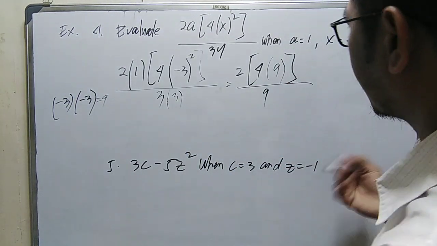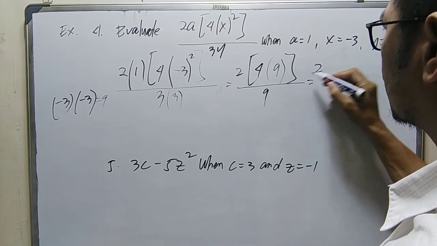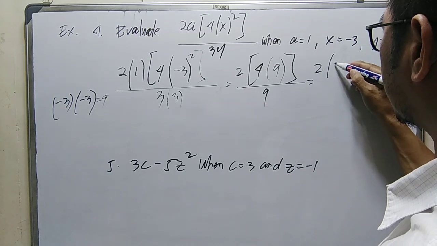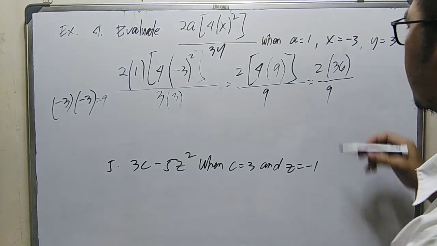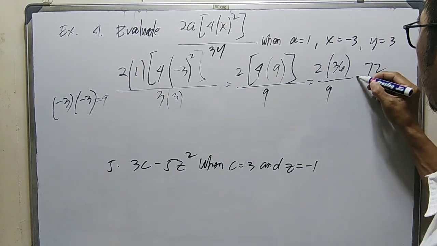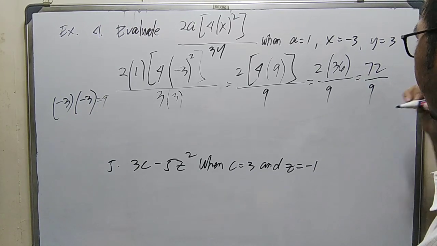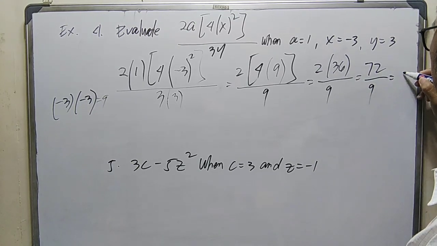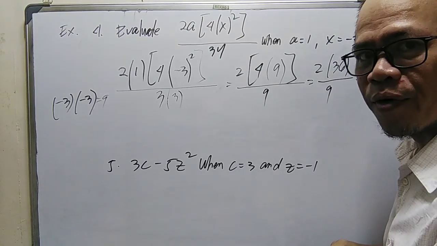Nasundan? Okay, next. Kupihan natin yan, si 2. Tapos, 4 times 9 is 36. Divided by 9. So, 2 times 36, that is 72. Divided by 9. 72 divided by 9, that is 8. So, this is your final answer sa ating example number 4.